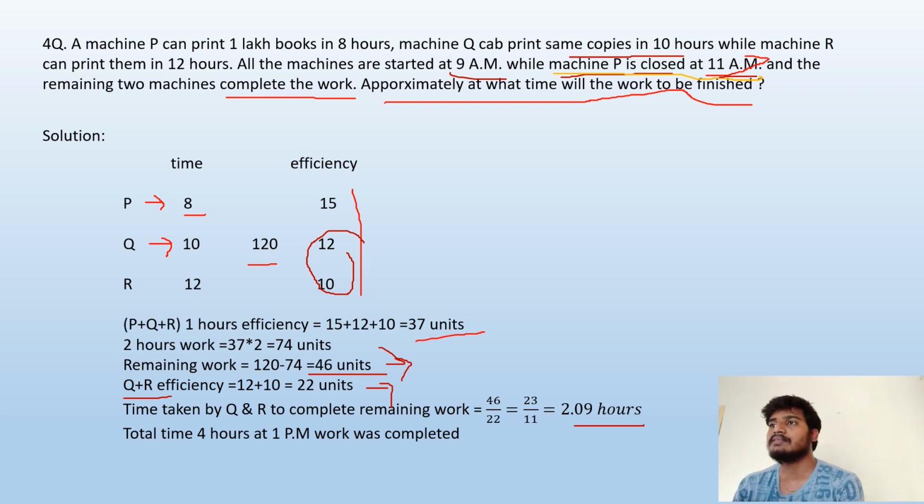They have started the work at 9 a.m. So 9 plus 4 hours, after 4 hours, the time will be 1 p.m. Approximately, they will complete the total work at 1 p.m.